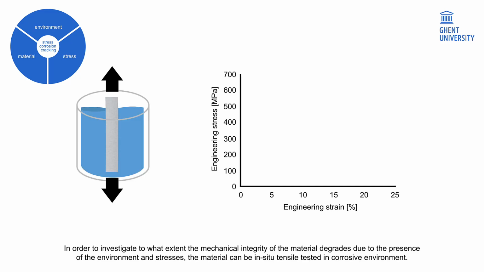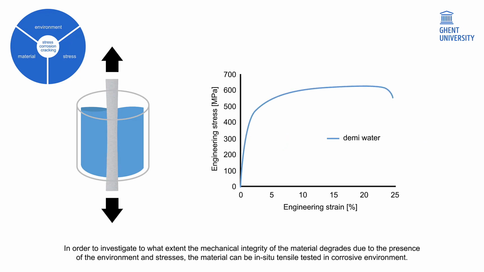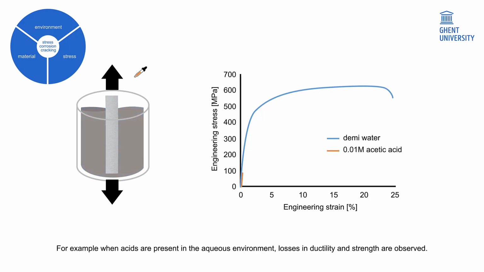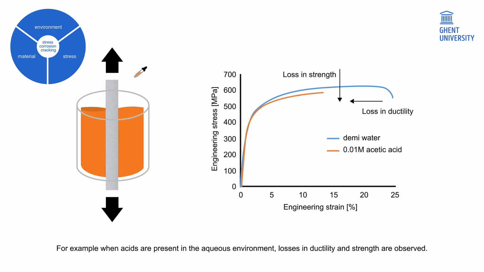In order to investigate to what extent the mechanical integrity of the material degrades due to the presence of the environment and stresses, the material can be in situ tensile tested in corrosive environment. For example, when acids are present in the aqueous environment, losses in ductility and strength are observed.